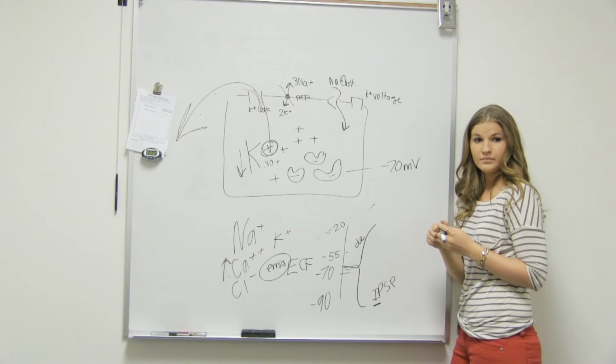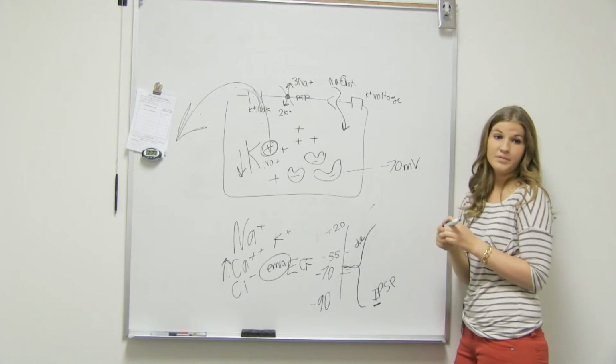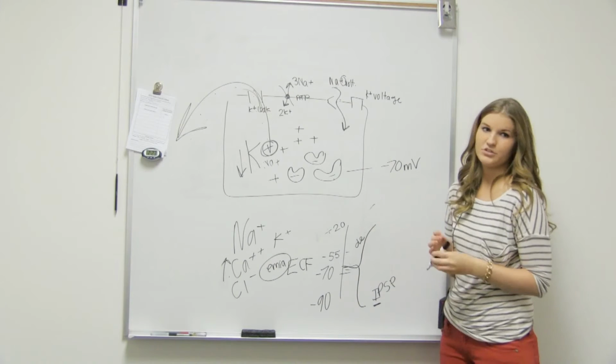Okay. So the cell's more positive, but the proteins are negative. Right. And these proteins are always inside the cell because they're too big to leave.